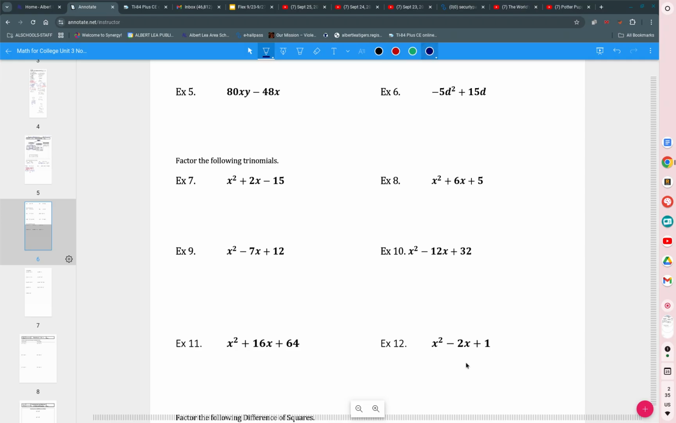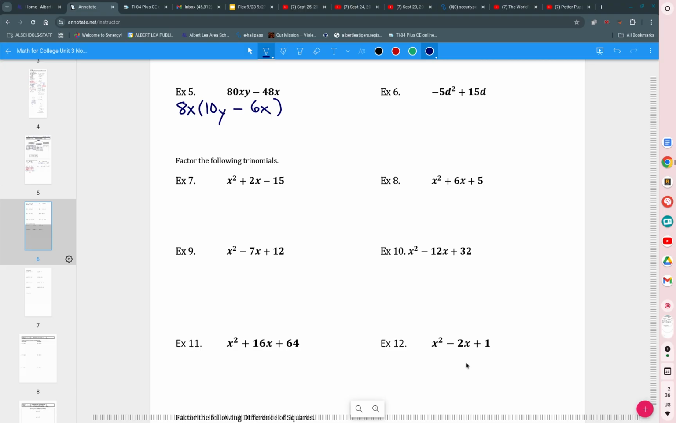Sometimes it's tough to tell what the greatest common factor is. For example, if you look at 80 and 48, what number do you feel like 80 and 48 are both divisible by? 8. So let's do 8. In fact, we'll take out an 8 and an x. And I'm left with 10y and a minus 6x. And that looks fine, except when you look at your final answer, is there a common factor you could take out of 10 and 6? Yeah, you could take out 2. So we're not done. We need to take out 2 again.